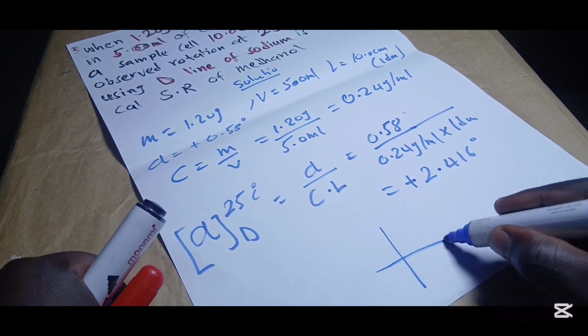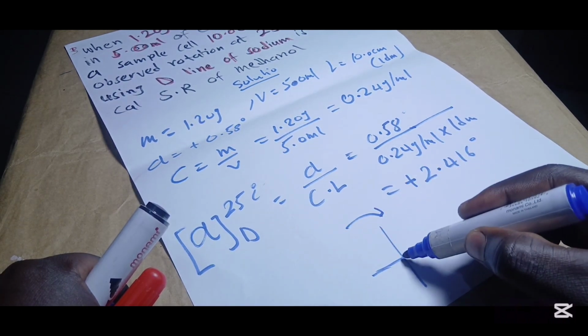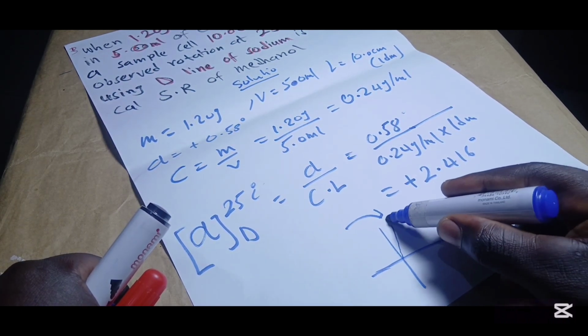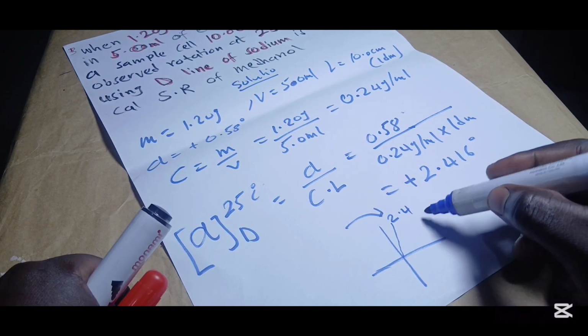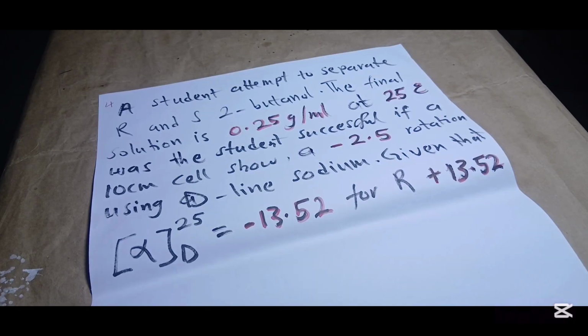It means that our sample rotated the plane polarized light to the right, dextro, at 2.416 degrees.